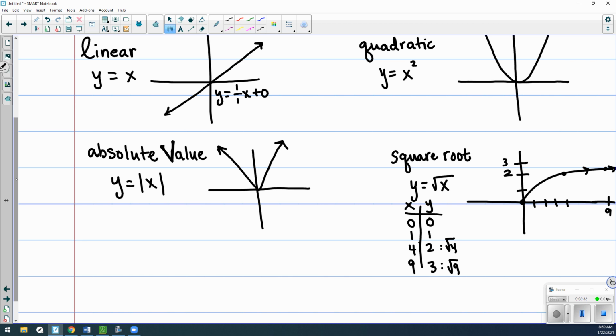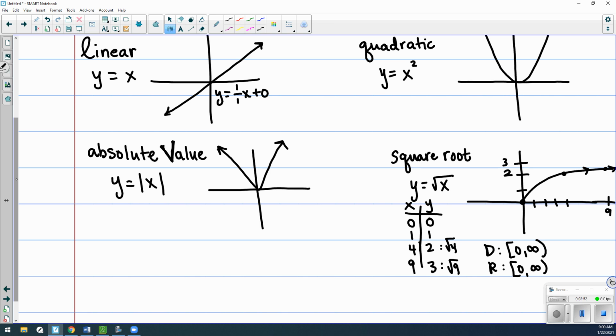So the domain of the square root function is going to be positive values. So for this one, I would say that the domain is the interval from 0 to infinity. The range is also from 0 to infinity, because you're not going to get out a negative number when you're square rooting something that's positive.